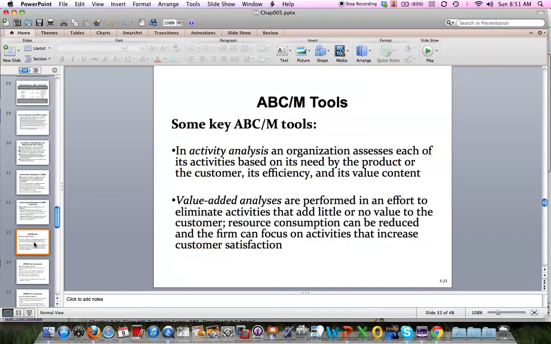Okay, so if some activities really don't add value, is there a way to reduce that and to eliminate that potentially? Because whatever that thing is, it's not really adding value, it's not really increasing customer satisfaction, so can it be reduced or eliminated?